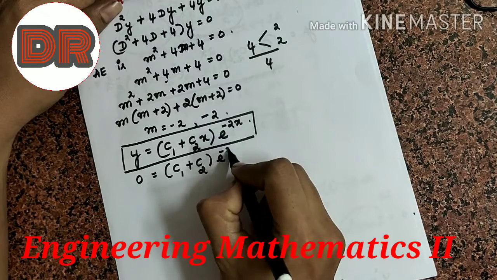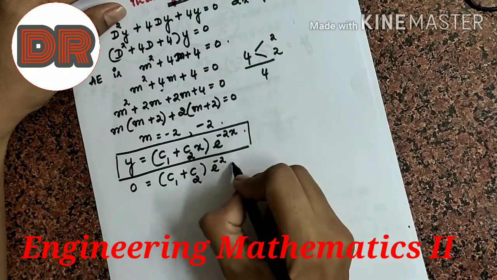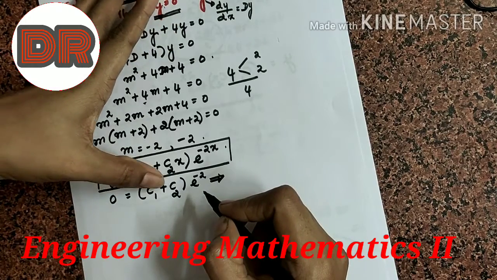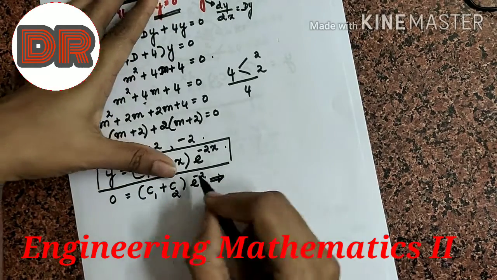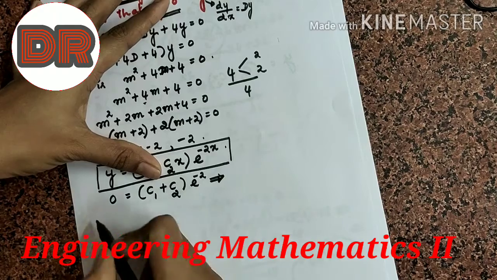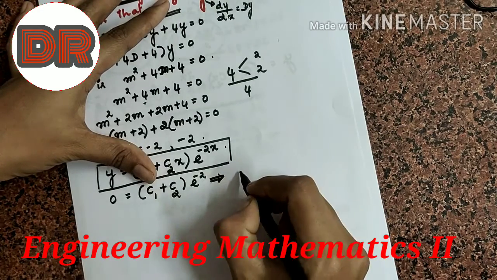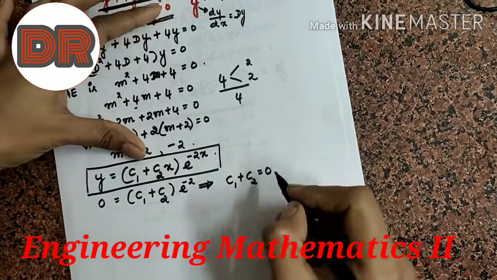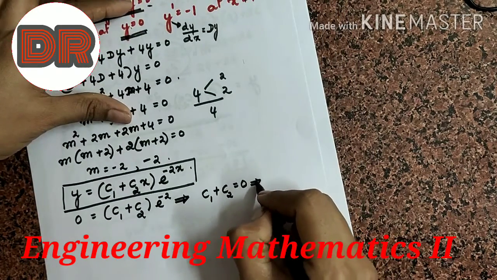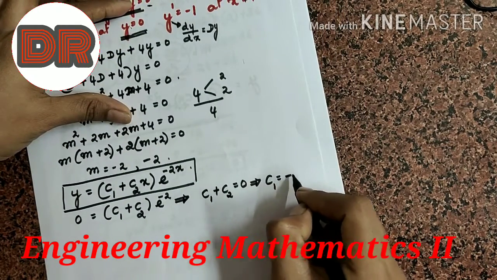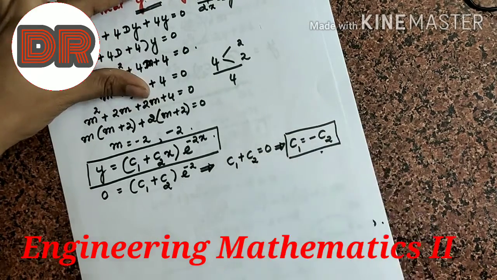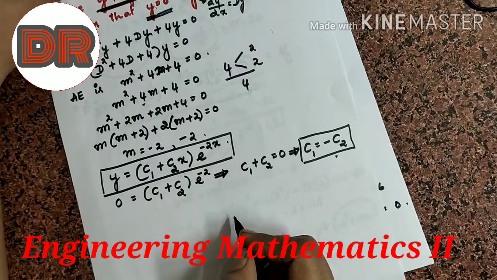So it is e to the power minus 2. This gives us 0 is equal to (c1 plus c2) into e to the power minus 2. This e to the power minus 2 I can shift to the other side, so that becomes 0. So c1 plus c2 is equal to 0, which implies that c1 is equal to minus c2.